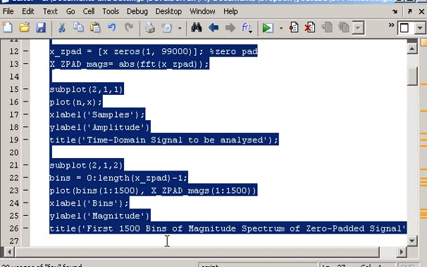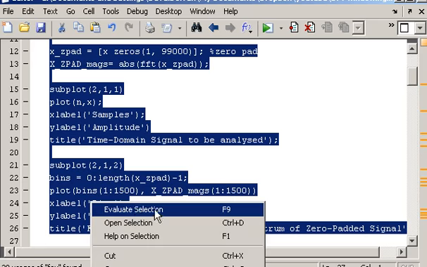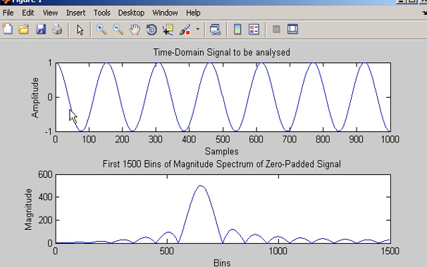And I'm only looking at the first 1500 bins of the magnitude spectrum. And there's the time domain signal that I've analysed. So there's our signal. It's 1000 samples long, which equates to 1 second, and we see that it has 6.5 cycles over its duration. And here's the magnitude spectrum of the zero padded signal, and we can see that it's got that very distinctive shape that we've seen in the earlier video. And what I'm going to try to do is explain why we get this distinctive shape first of all.